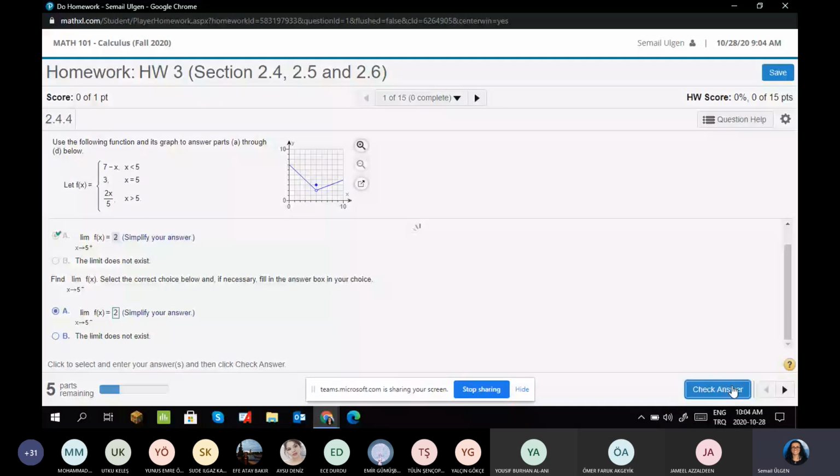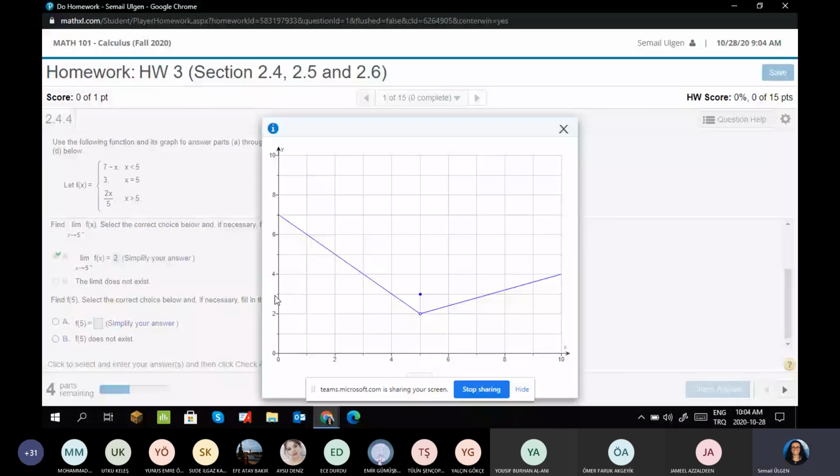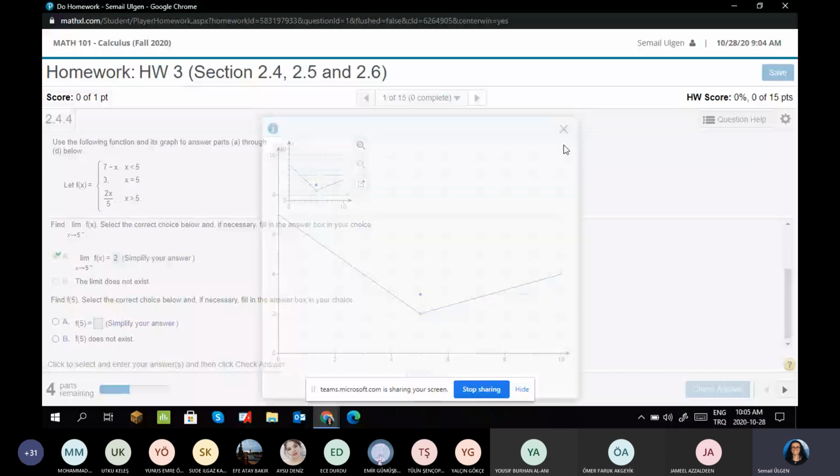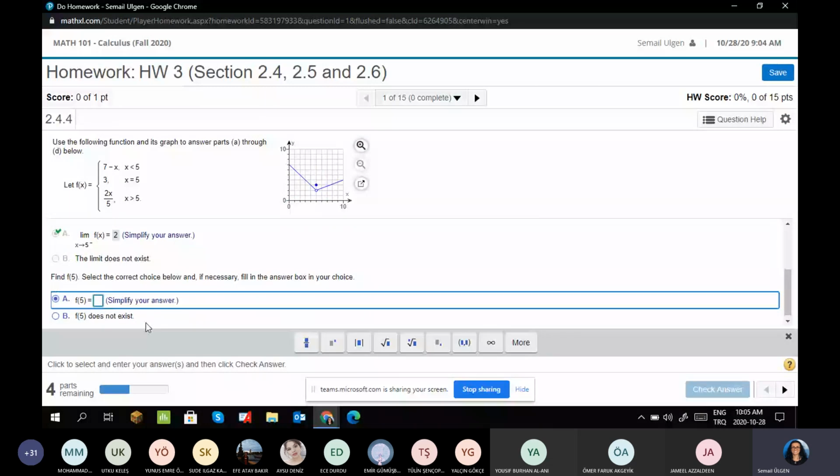And then find f of 5. Select the correct choice below. If necessary, fill in the box in your choice. So at 5, the value is 3. Look at that. The value of the function at 5 is 3. So it's not 2 at all. So we are going to say f of 5 is 3. Okay? Check the answer.